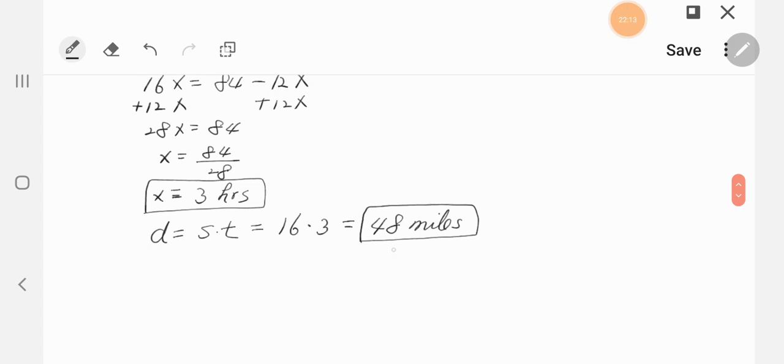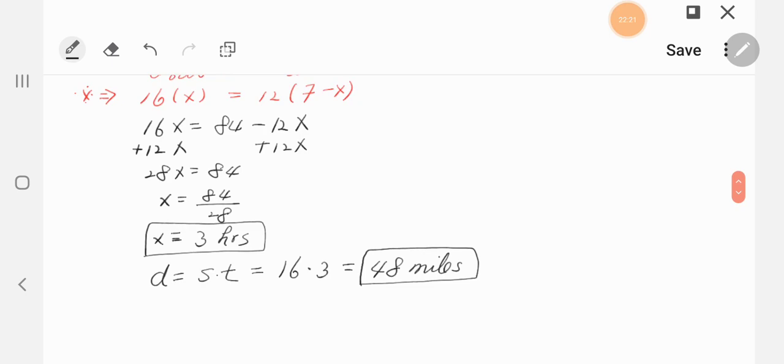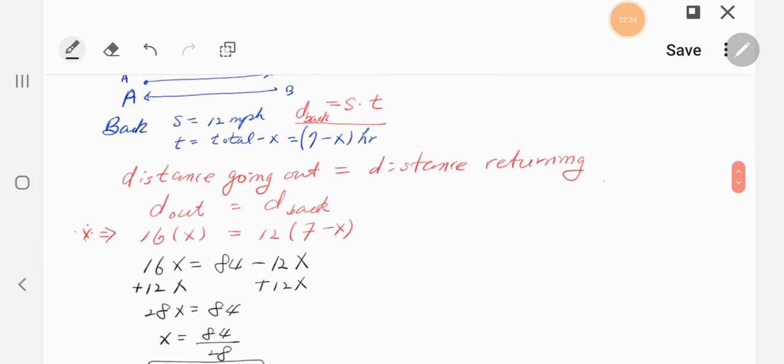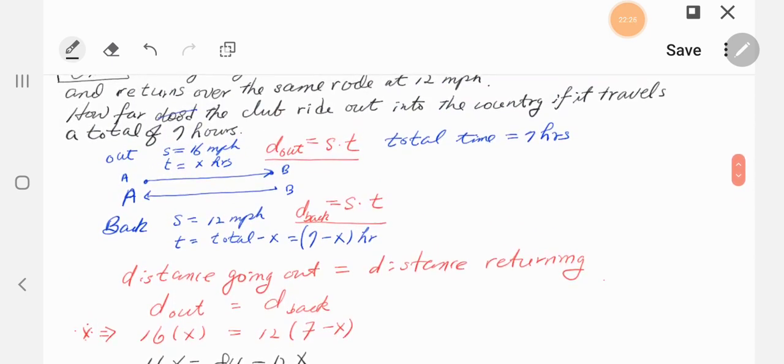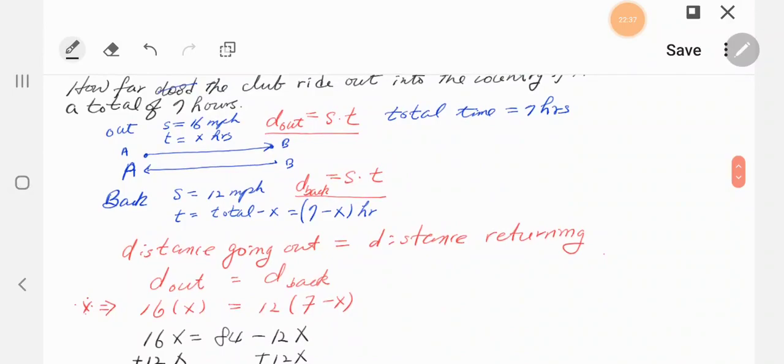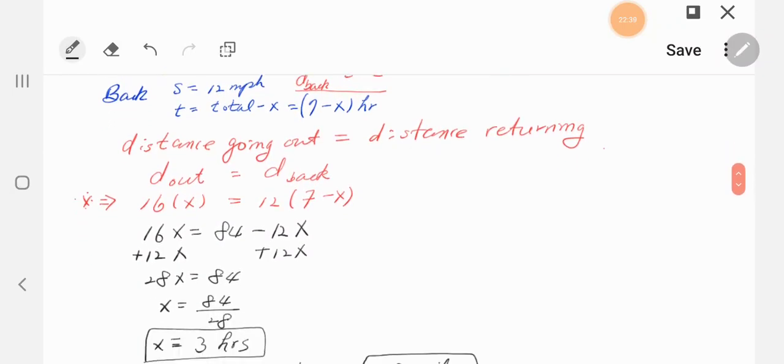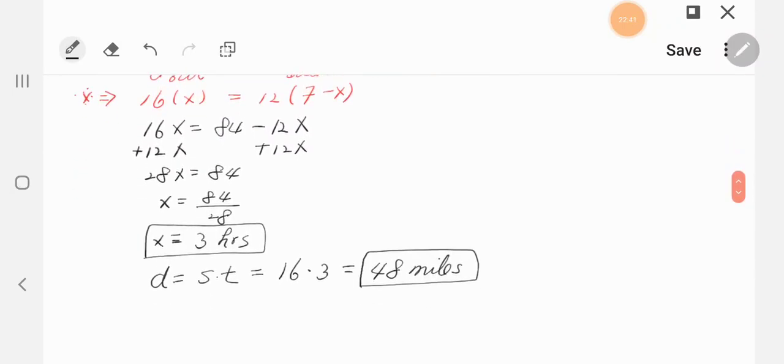So this is the distance between the two cities. This one is a little bit complicated because we first found the number of hours they traveled, and then using this number of hours we found the distance. There are 2 steps: find the number of hours, and then using that find the distance. Okay, let's try problem 2.